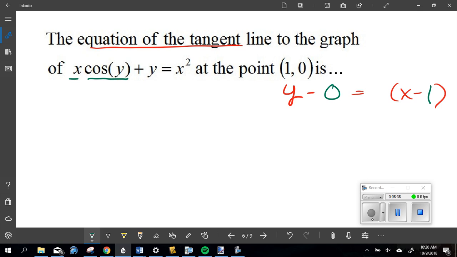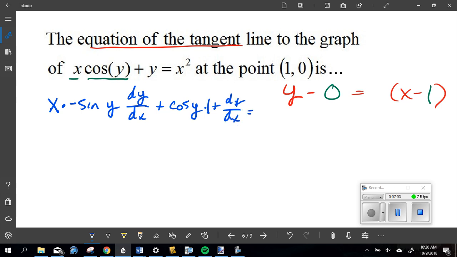x cosine y, what am I going to have to do to take the derivative of that thing? Product. First times the derivative of the second. The derivative of cosine y is negative sine y, but since I took the derivative of y, dy dx. Plus the second times the derivative of the first, plus the derivative of y, which is dy dx. And that's going to be all equal to 2x. That is the derivative of that function.